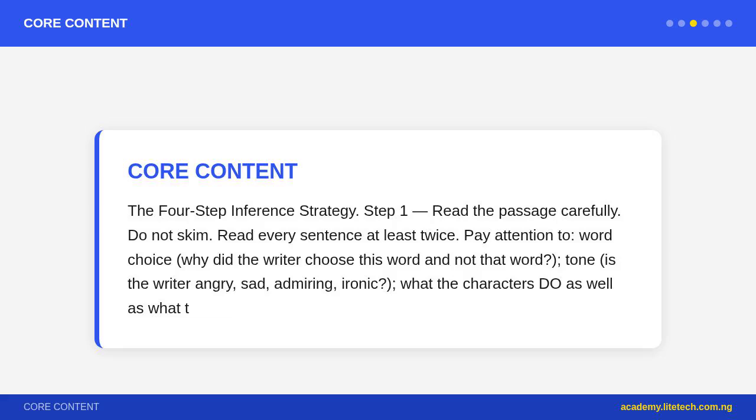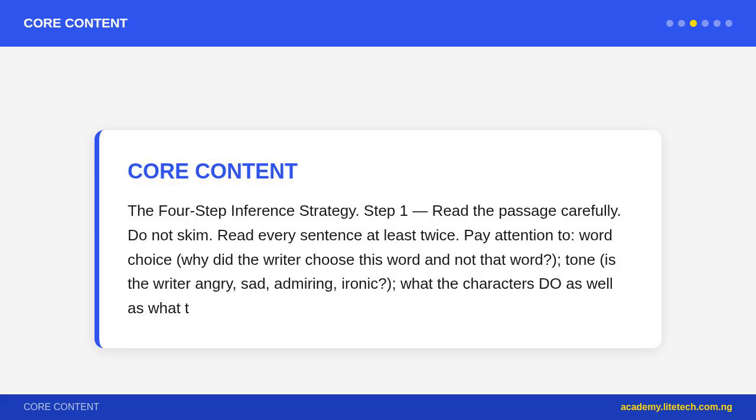Step 3. Locate the relevant clues in the passage. Highlight or mentally note the sentences, phrases, or words that relate to the question. Often the clues are scattered across the passage. Look widely, not just in one spot.